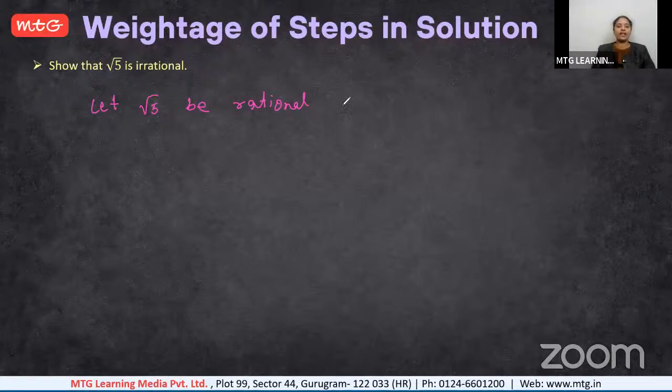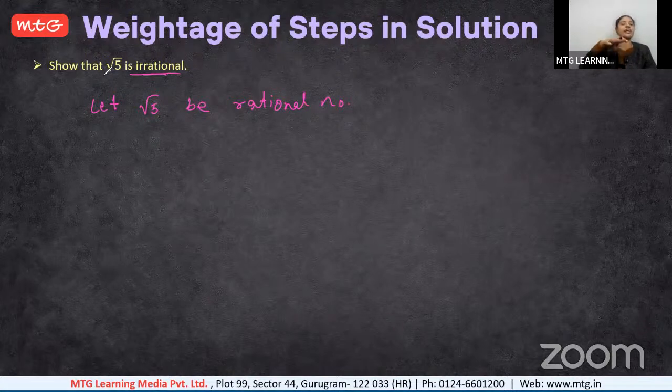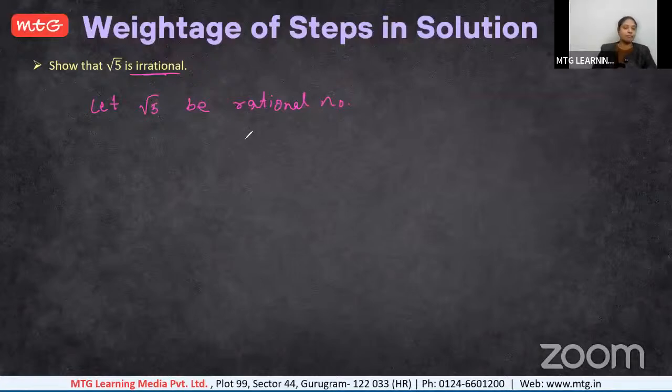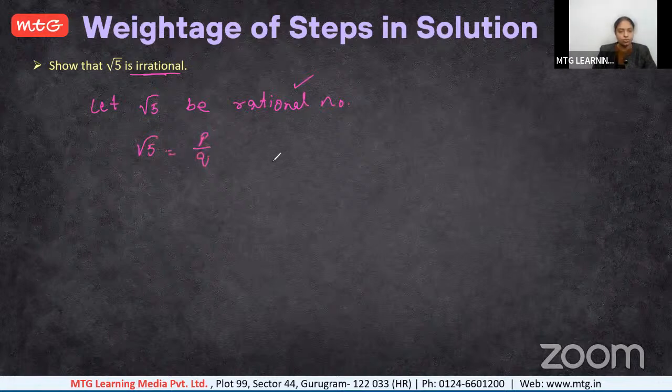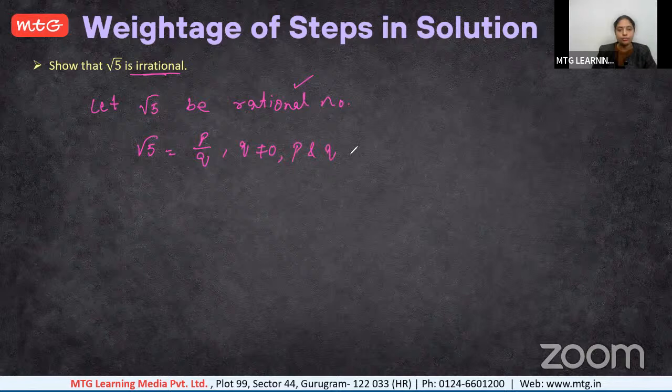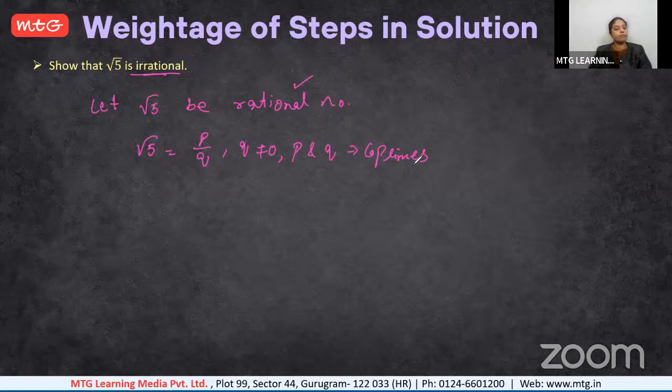Let root 5 be a rational number. This is my assumption, because I want to prove it as irrational, and I can't prove it directly. So I'm taking it as an assumption that it is a rational number. Now, once it is a rational number, we know the definition of a rational number: every such number can be represented in the form P by Q. This is known to all of us. And what are this P and Q? Definitely Q should not be 0, and P and Q should be co-primes. So this is the basic definition of a rational number.